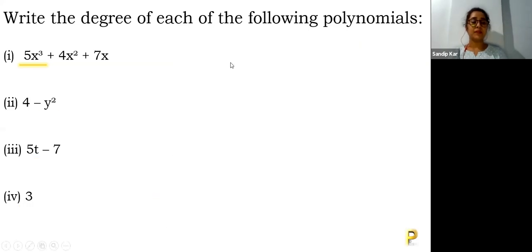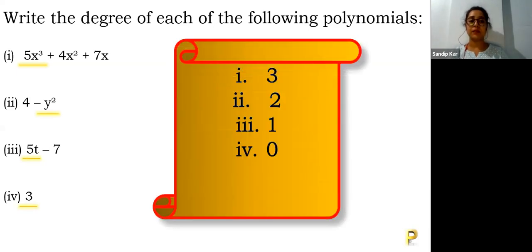So we can see that for each term in the first question, 5x cubed, 3 is the highest degree. For the second one, you can observe that 2 is the highest power, for the third, 1, and for the fourth one, you can see that there is no variable in that part. Therefore, 0 is considered to be the degree of that polynomial.